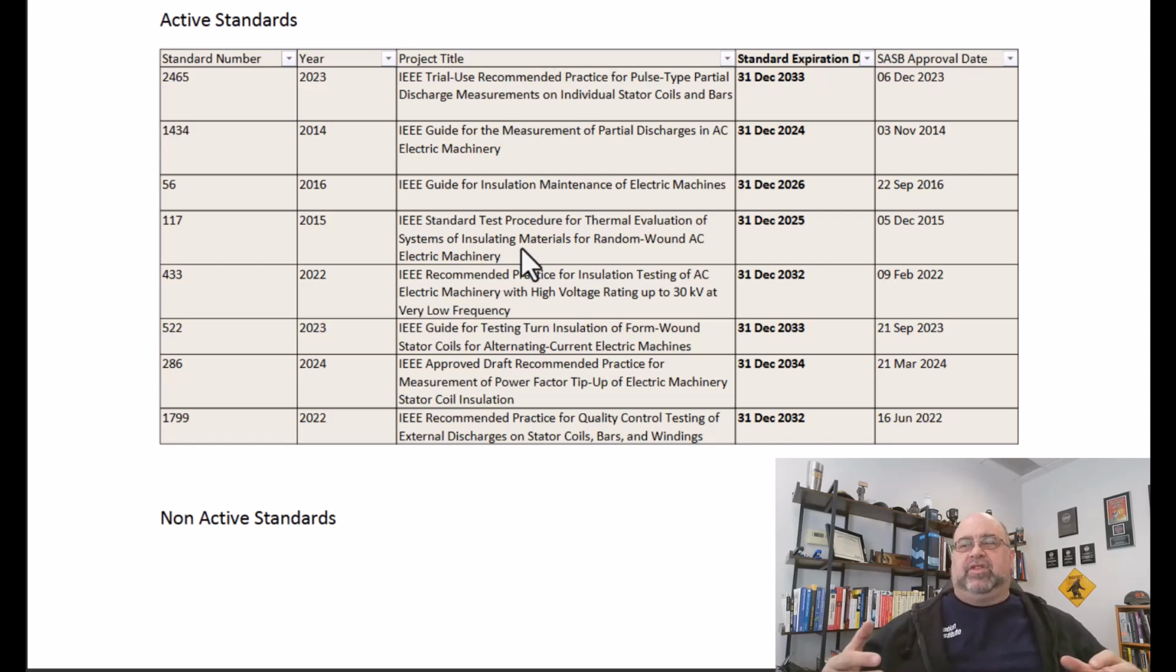This has to do with how you rate the insulation system. And the OEM pushback was, well, what if somebody just squeaks by and somebody else is well within? And it's like, well, that's where you have to have that information available.